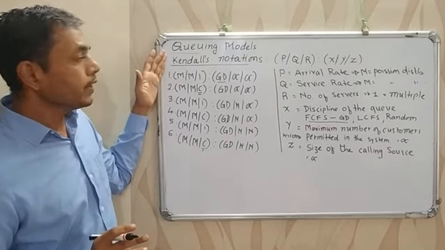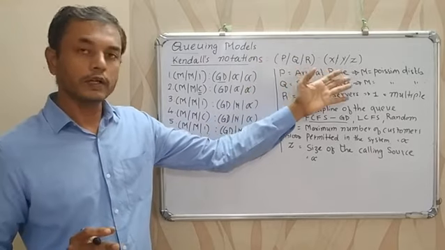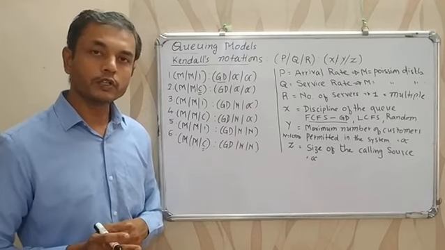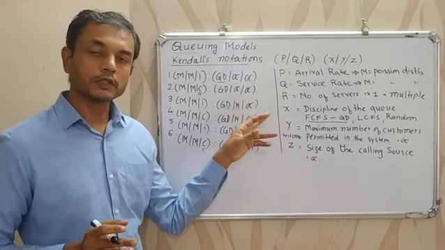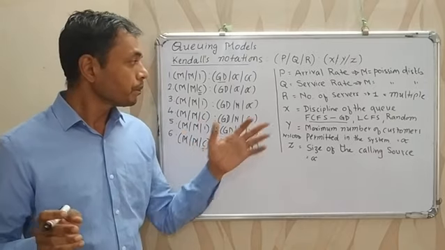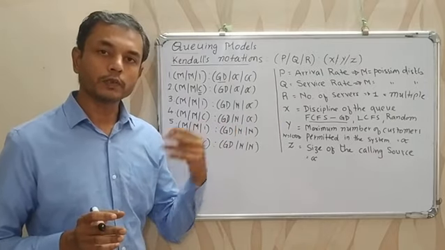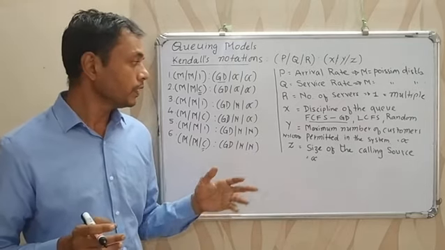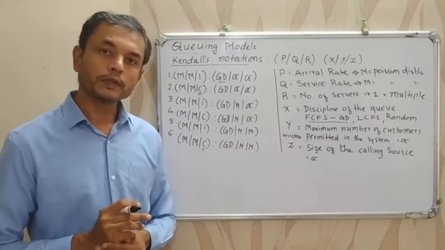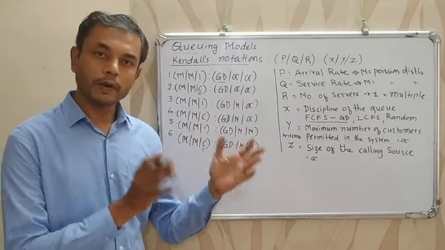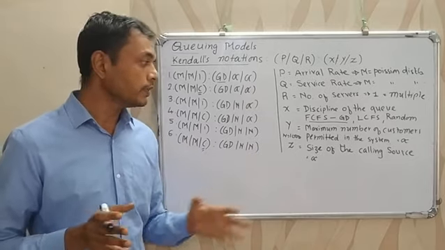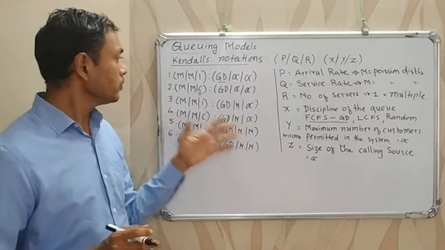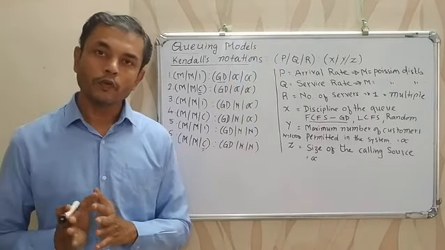According to Kendall's notation, P/Q/R/X/Y/Z, where P stands for arrival rate distribution, Q stands for service rate distribution, R is the number of servers in the system, that is either 1 or multiple, X is the discipline of the queue, that is first come first serve, known as queue discipline, last come first serve, random disciplines, like that. Y is the maximum number of customers permitted in the system. It is either finite or infinite. And Z stands for size of the calling source. According to these 6 different parameters, we can classify the model in 6 different ways.